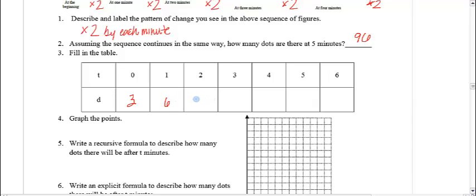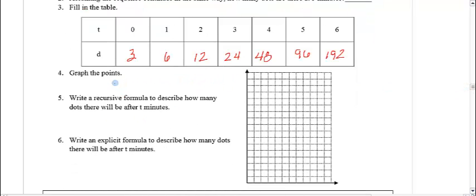It's going to double each time. So there's 12, 24, double again, 48, double again, 96, and then at the 6th minute, we're going to have 192. So there's a sequence of events. We could attempt to write a linear exponential function there.